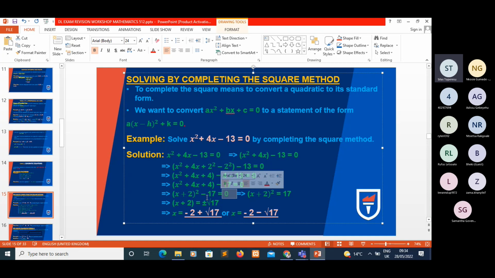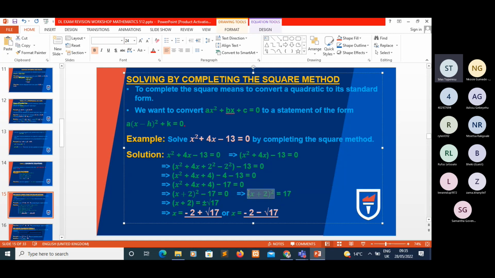is equal to 0. Now I'm solving for x plus 2 squared. I'm taking this one to the other side. You know what happens when you take it to the other side? It changes the sign. I'm going to be left with x plus 2 squared is equal to 17. Minus 17 goes this side and becomes plus 17. It now becomes 17, okay?